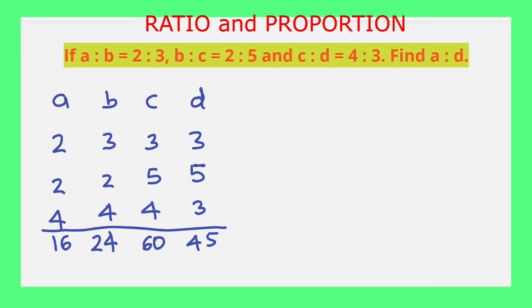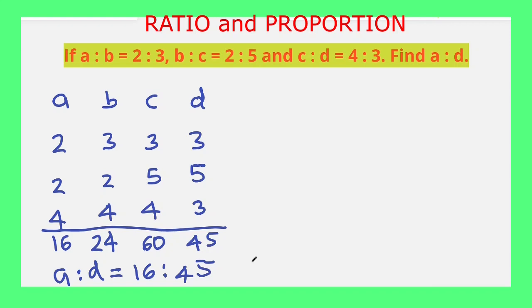Now we have just to find A ratio D, so we write A ratio D, and A is 16 and D is 45. So our answer is A ratio D is 16 ratio 45. This was the shortcut method to find the A ratio D.